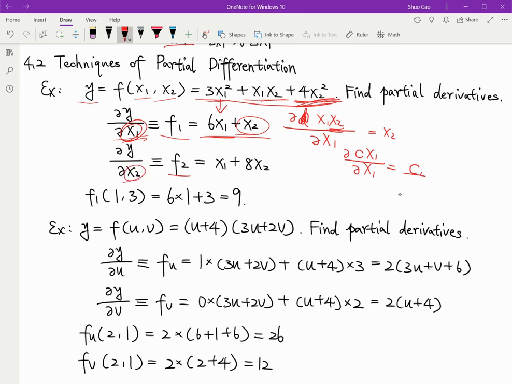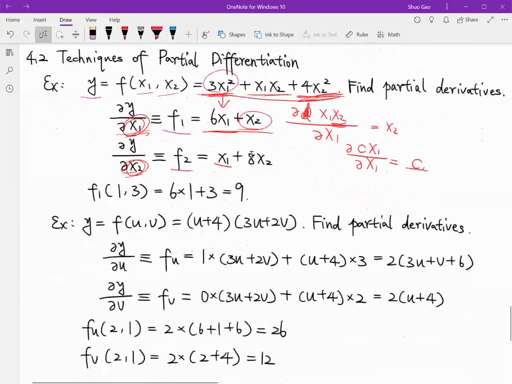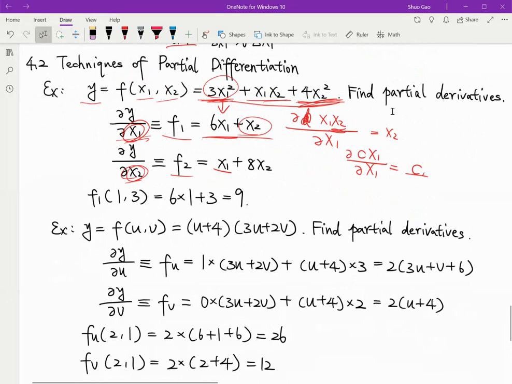And for x2, so 3x1 squared, there's no x2 in this term. So it's just like a constant when we are talking about x2. So the partial derivative of this one is just 0. And for x1 x2, the partial derivative of that will be x1, right? Because x1 is just a constant here. And for the last part, the partial derivative of that will be 8 times x2.